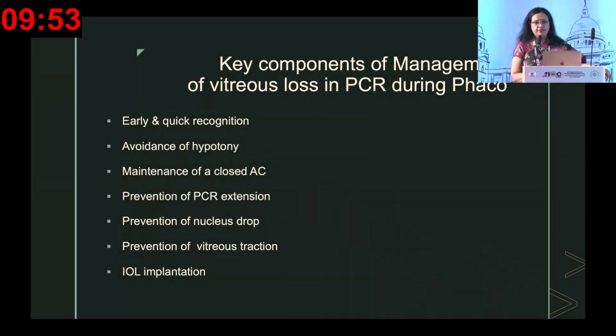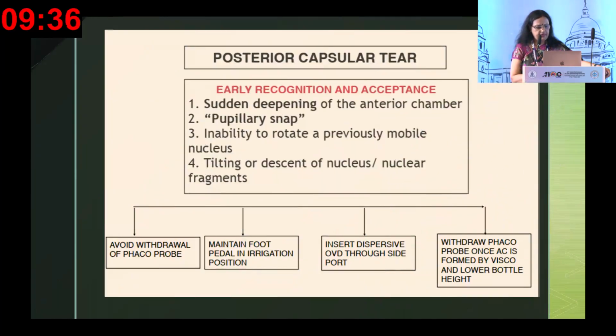So the key components in the management of vitreous loss in PCR are early and quick recognition, which she already showed, avoidance of hypotony, maintenance of a closed anterior chamber, prevention of PCR extension, prevention of nucleus drop, prevention of vitreous traction, and ultimately IOL implantation.